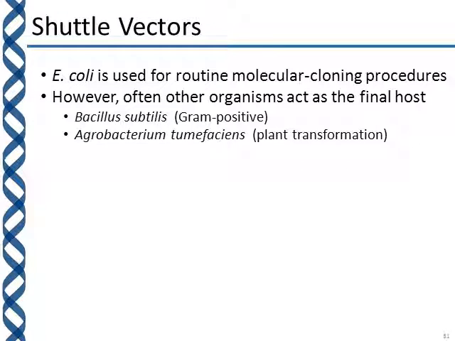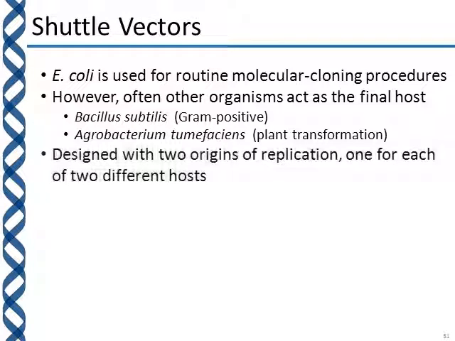Now let's talk about shuttle vectors. E. coli is used for routine molecular cloning procedures. However, often other organisms act as the final host, such as the gram-positive Bacillus subtilis or the Agrobacterium for plant transformation. It's designed with two origins of replication, one for each of the two different hosts.